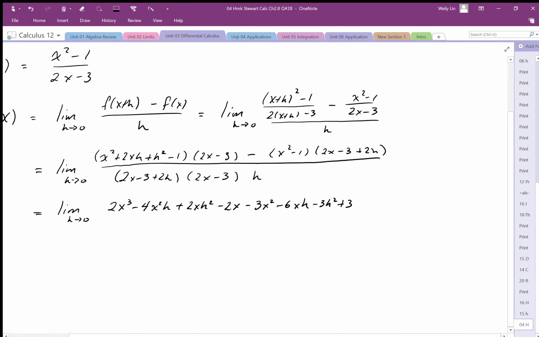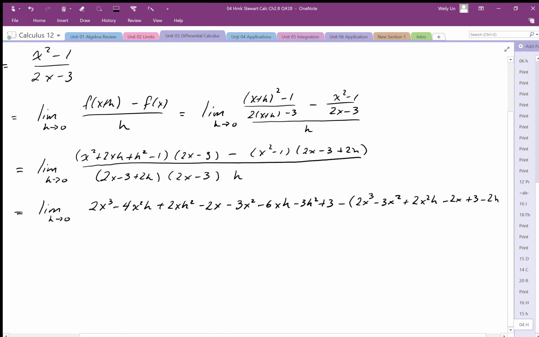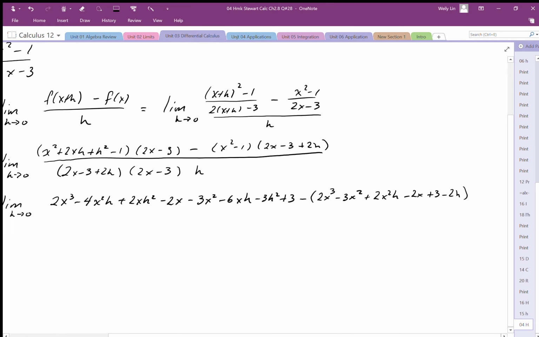Okay, so that looks about right, and then minus, and I'm going to put everything in brackets here, 2x squared, okay, minus 3x squared, or sorry, this should be minus 2x cubed. Okay, we have to be really careful with this multiplication, plus 2x squared h. Then I'm going to multiply everything by negative 1, so I'm going to end up with negative 2x plus 3 minus 2h. Okay, so there's my numerator all expanded.